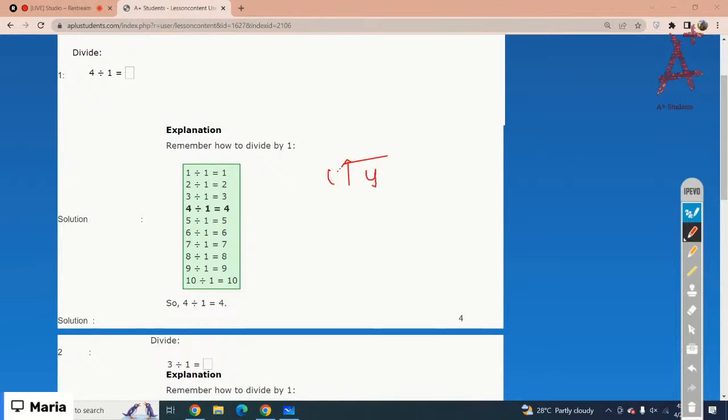You are dividing 4 by 1. 1 times what number is 4? 1 times 4 is 4. So the answer is 4. You are dividing 100 by 1. So 1 times 100 is 100. So the answer is exactly the same number.